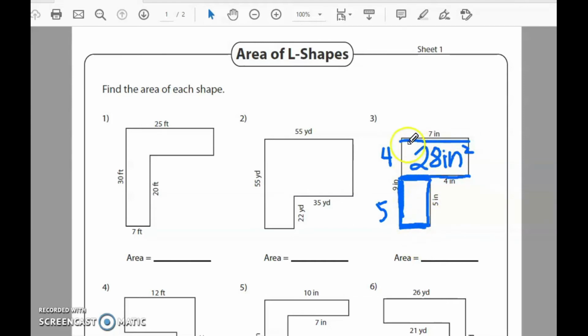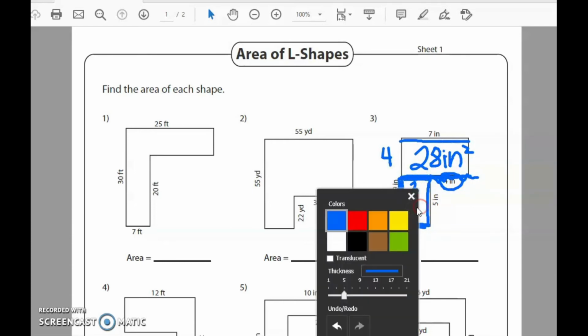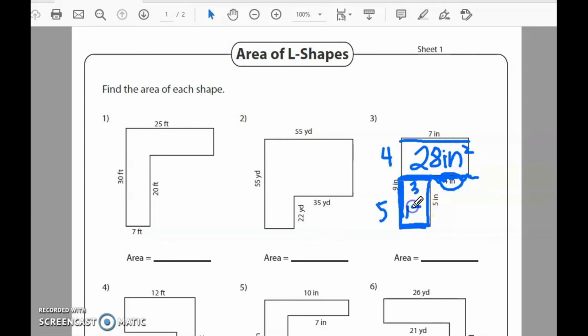So if we compare all of these, if you notice, this is 7 inches. That means this is 7 inches. And here we have 4. So if I took off this 4 here, what would be left over? Right, that would be 3. Since 3 plus 4 gives us 7, I know that if this is 3 and this is 4, that gives me that total length. What I'm left over with is now 5 by 3, which is 15 inches squared.